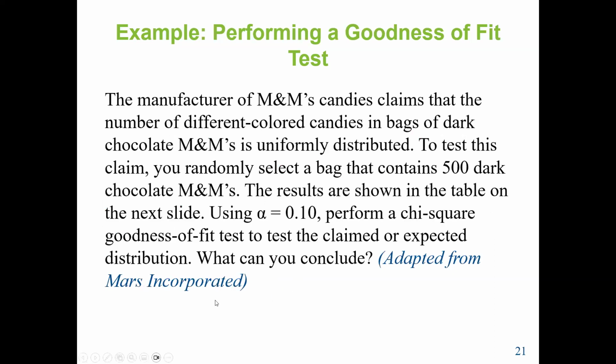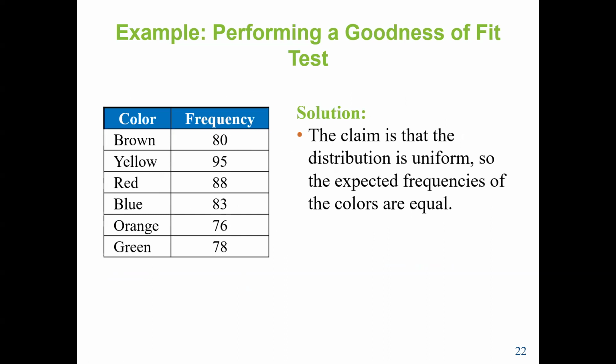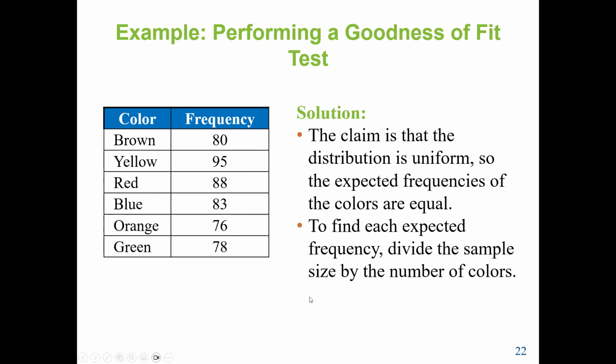First, this is what is given to us. We have 500 dark chocolate M&Ms, and these are the categories: brown, yellow, red, blue, orange, and green, and these values are given to us. So next, the claim is that the distribution is uniform, so the expected frequency of the colors will be the same. They are equal. Now, to find each expected frequency, we divide the sample size by the number of colors. So here we get E equal to 500 divided by 6, which gives us 83.3.